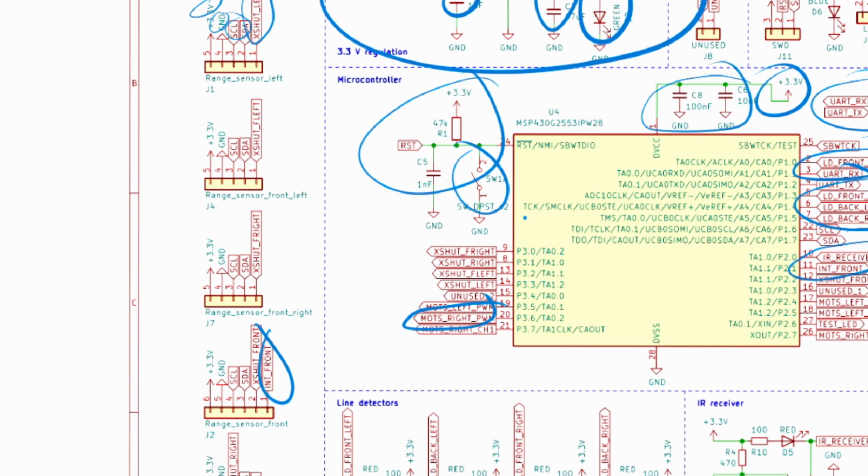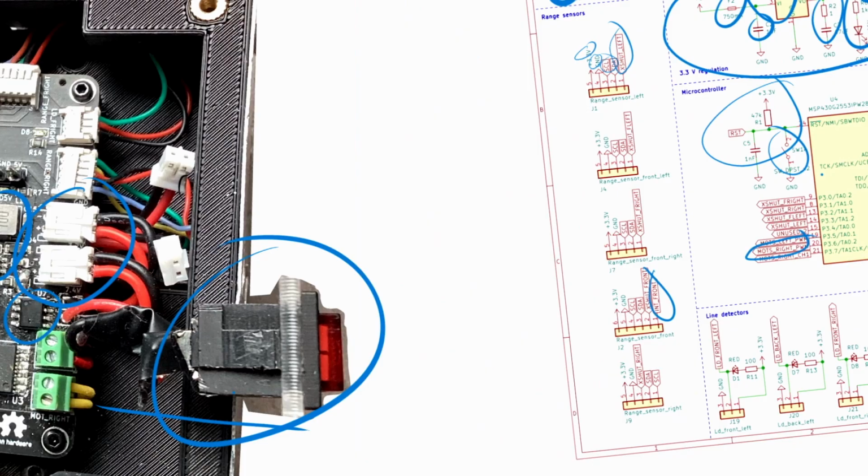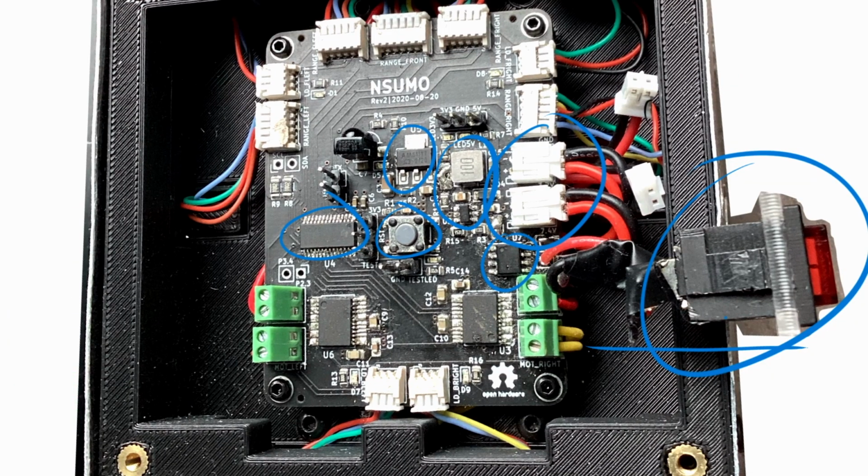Because when I'm using several of them in parallel, it's enough for me to know when one of them finishes with the measurement, because then the other ones will have finished already or will finish soon after. And this saves me a couple of pins. And the connectors for the range sensors are here, here, here, and here, and here.